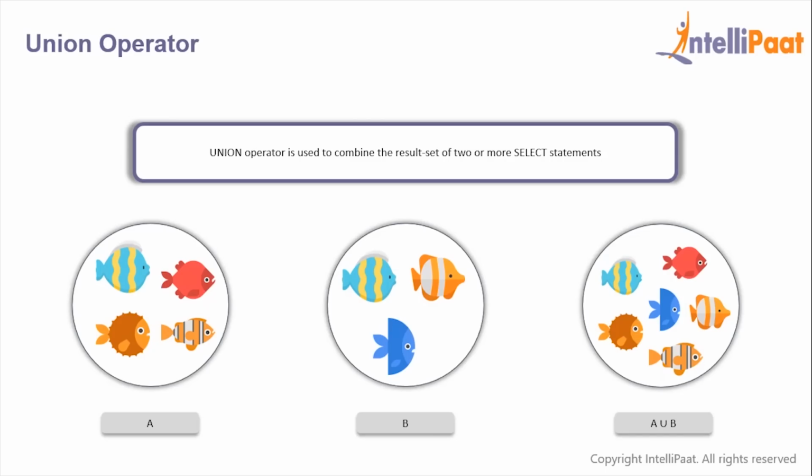So the union operator is used to combine the result set of two or more select statements. For example, if the first select statement returns these 4 fish and the second select statement returns these 3 fish, then the union operator would return the result set of these two select statements. And if there is a record which is present in both the tables, we'll get only one of them in the final result. That is, there would be no duplicates in the final result. So here we see that this blue fish is present in both the tables A and B. But in the final result of A union B, we'll get only one of the values.